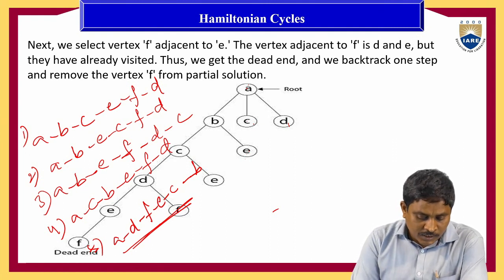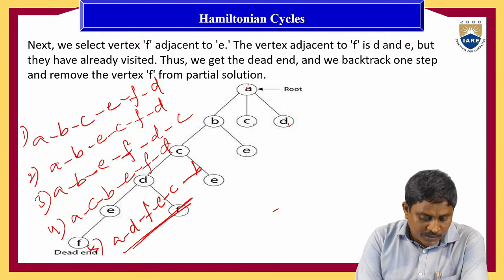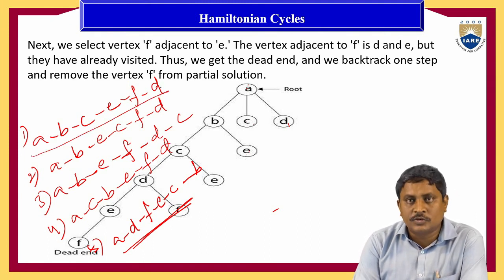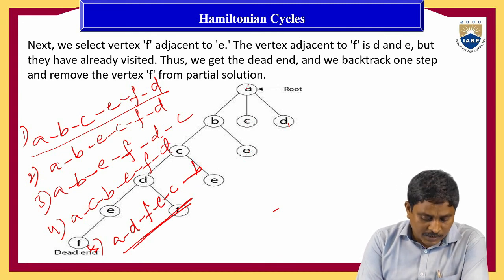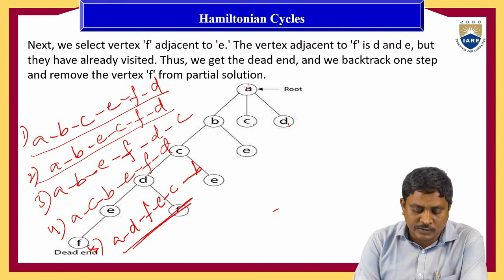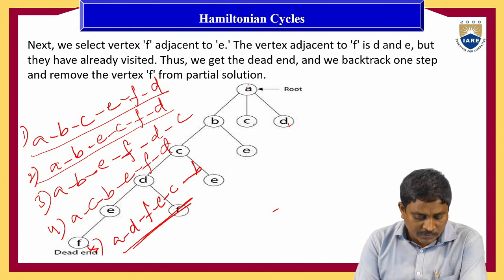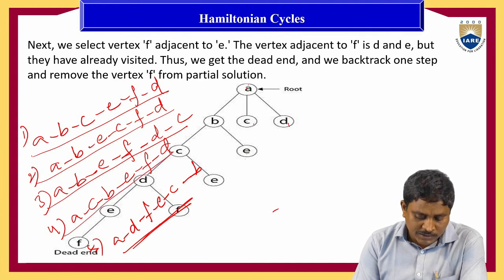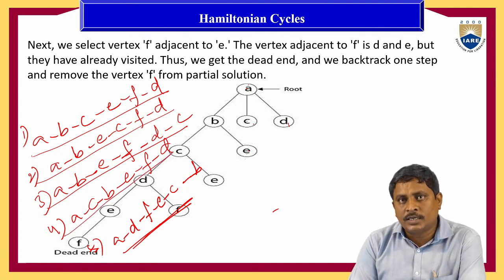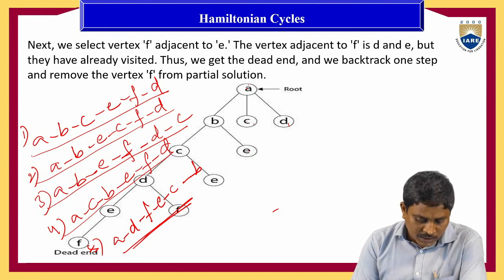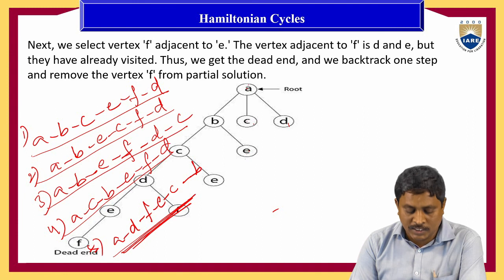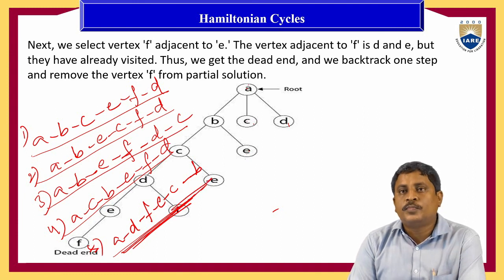These are the 5. So for this given graph, we get 5 different solutions. The first one is A to B, B to C, C to E, E to F, F to D. Another one is A to B, B to E, E to C, C to F, F to D. Another one is A to B, B to E, E to F, F to D, D to C. Another one is A to C, C to B, B to E, E to F, F to D. The last solution is A to D, D to F, F to E, E to C, C to B.